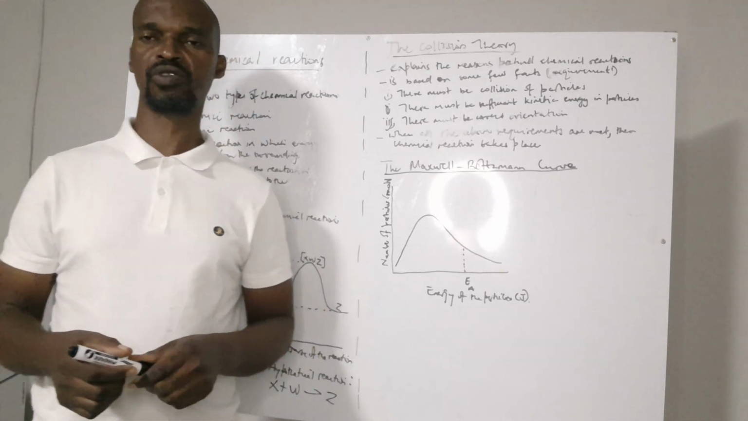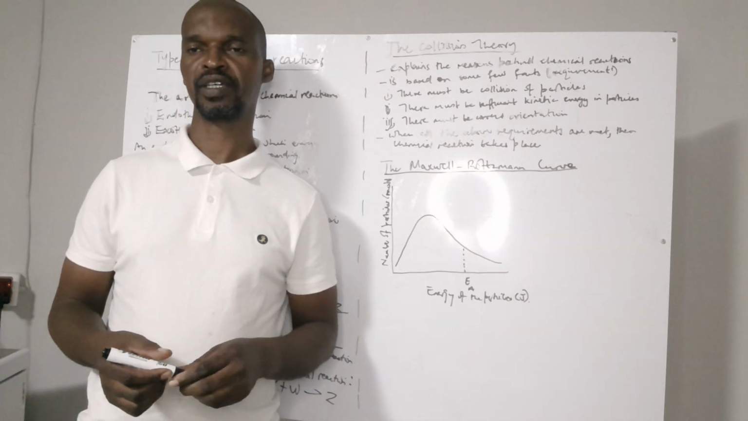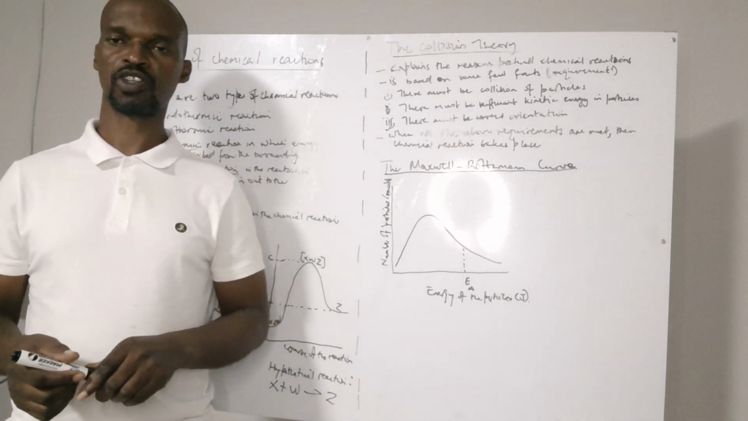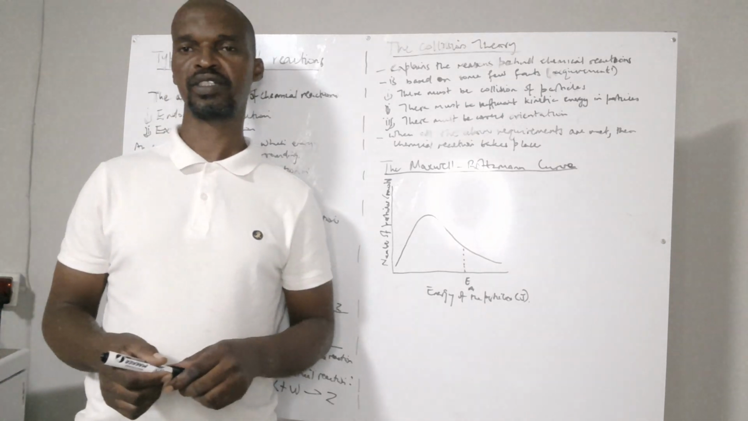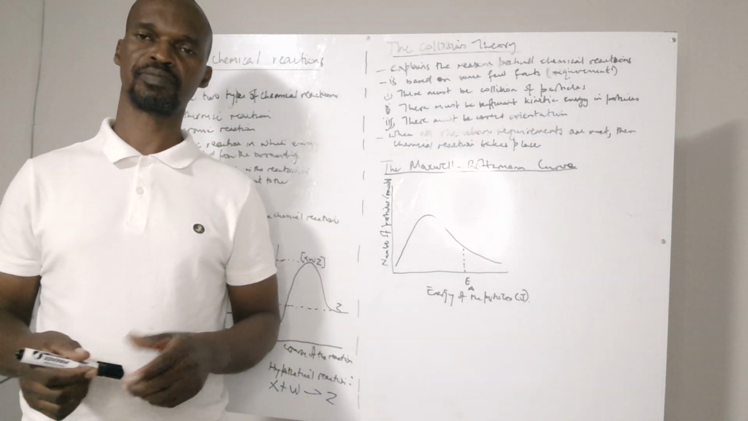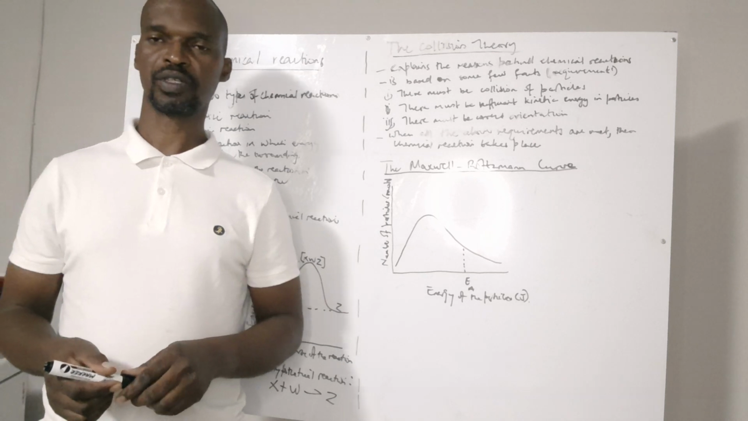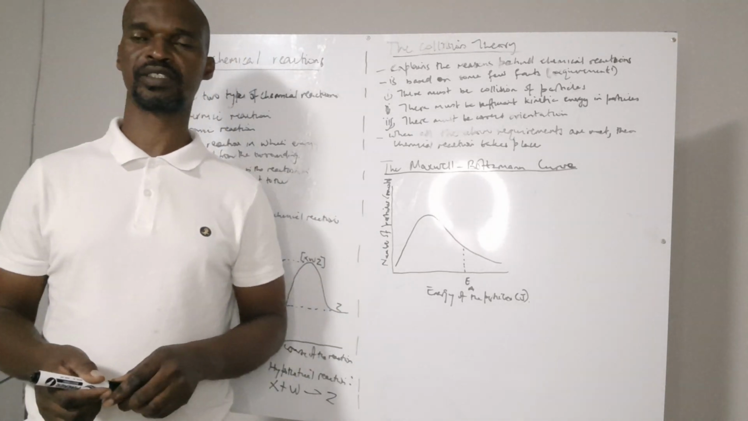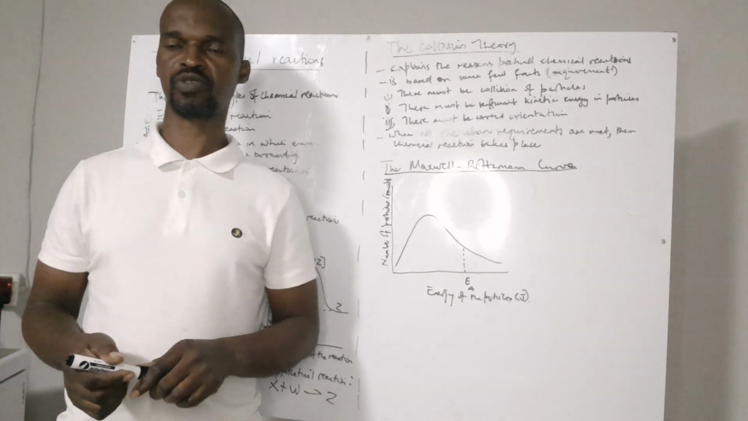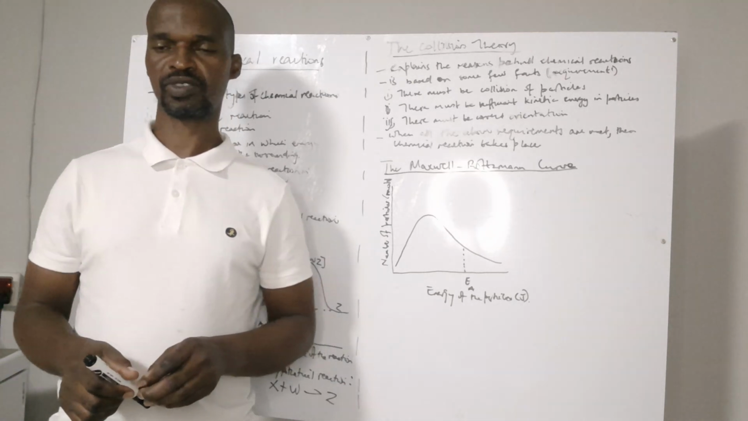And from there, we'll then move over to what we call the Maxwell-Boltzmann curve, which is also very important that we understand so that we can understand better why and how chemical reactions take place. But to start off with, we'll start by looking at the types of reactions that we've got in our chemistry.